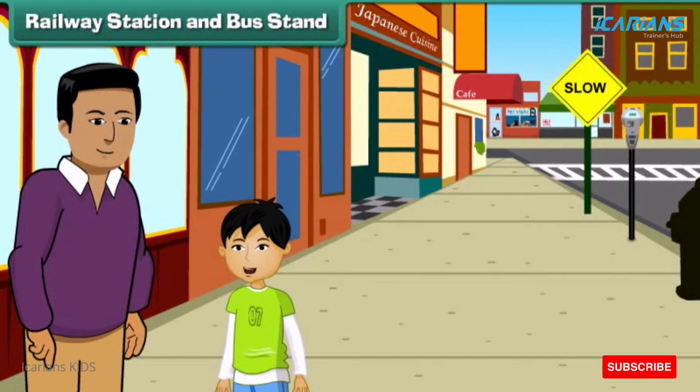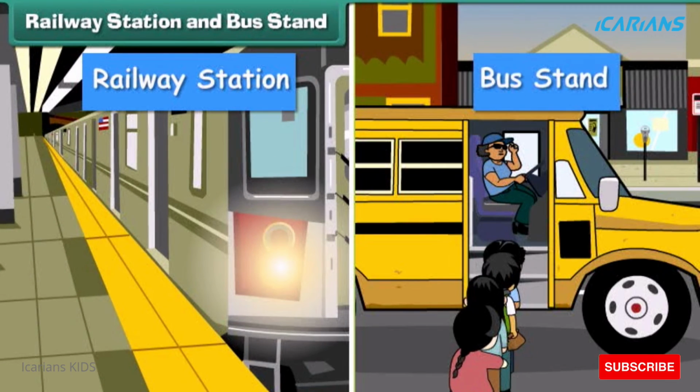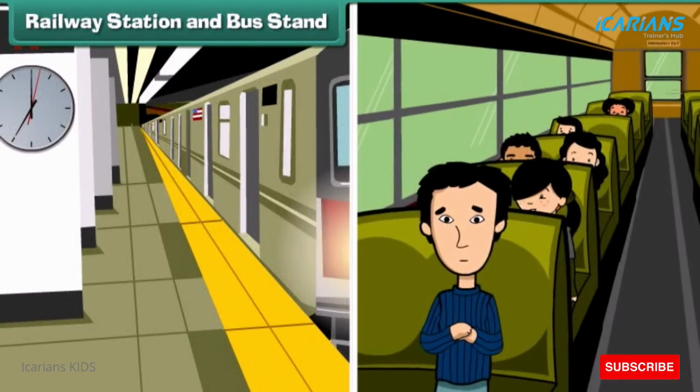Dad, I am getting tired now. Shall we go back home? Okay, dear. Let's go to the railway station. This is the railway station, and in front of it, that is the bus stand. People travel by trains or buses. Trains and buses join our city to various places.